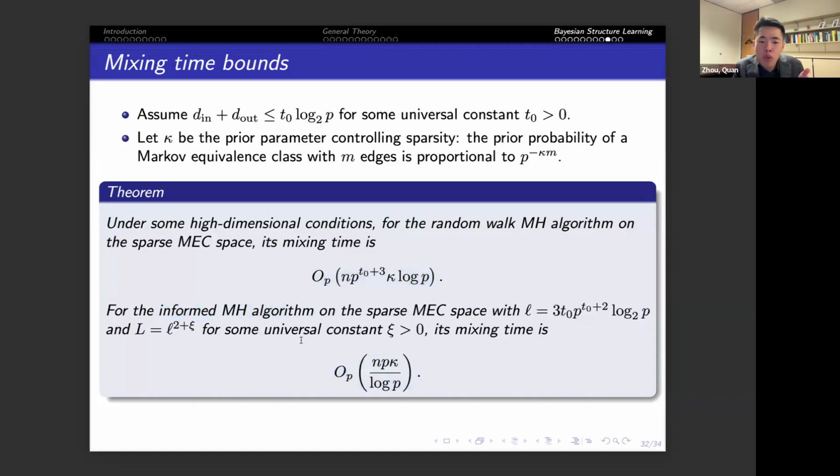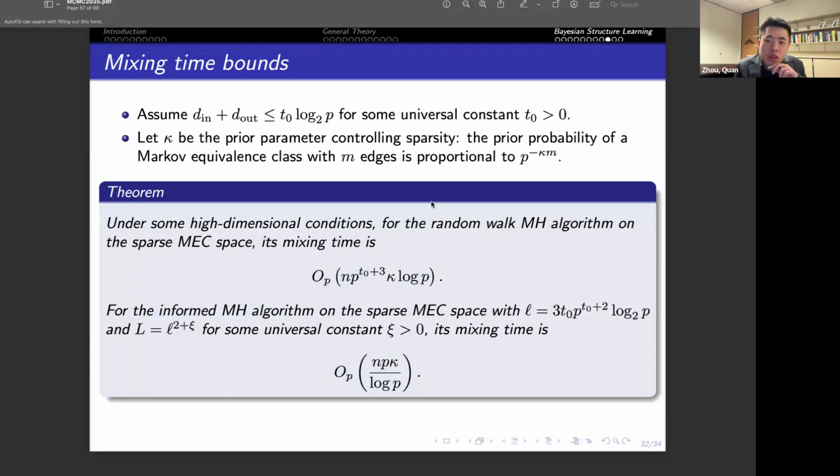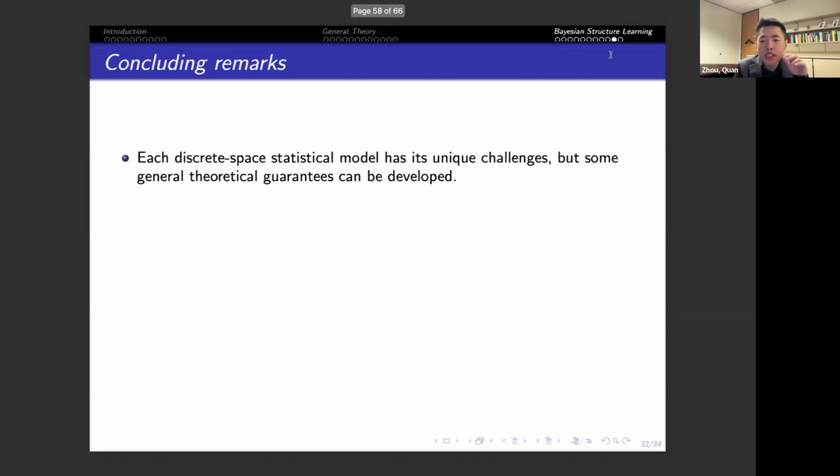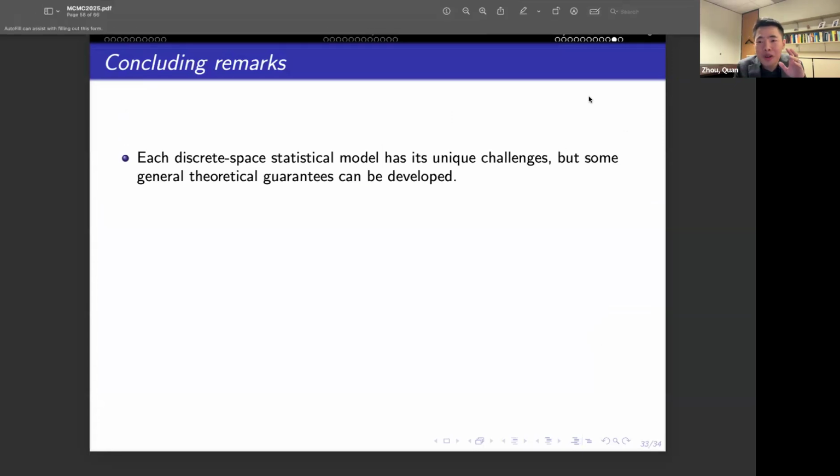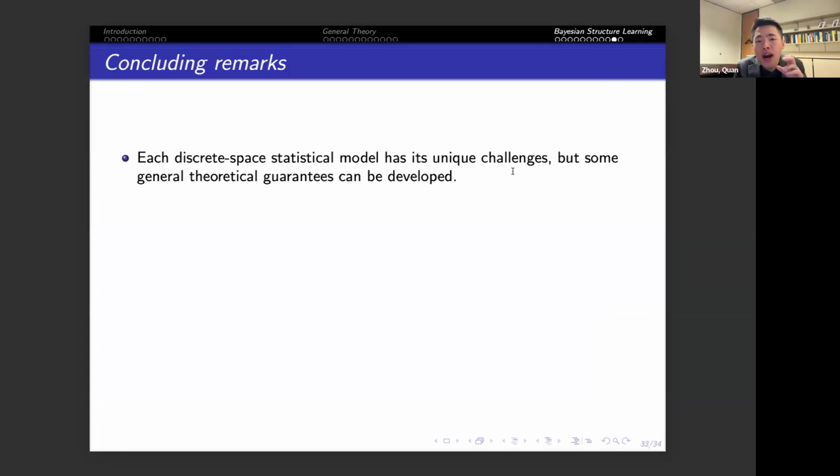Okay. And we see that for the informed Metropolis-Hastings algorithm, the mixing time bound is much smaller than the random walk. But of course, the implementation of the informed will be a lot more complicated. So this is almost all of my talk. I just want to conclude my talk with a couple of remarks.